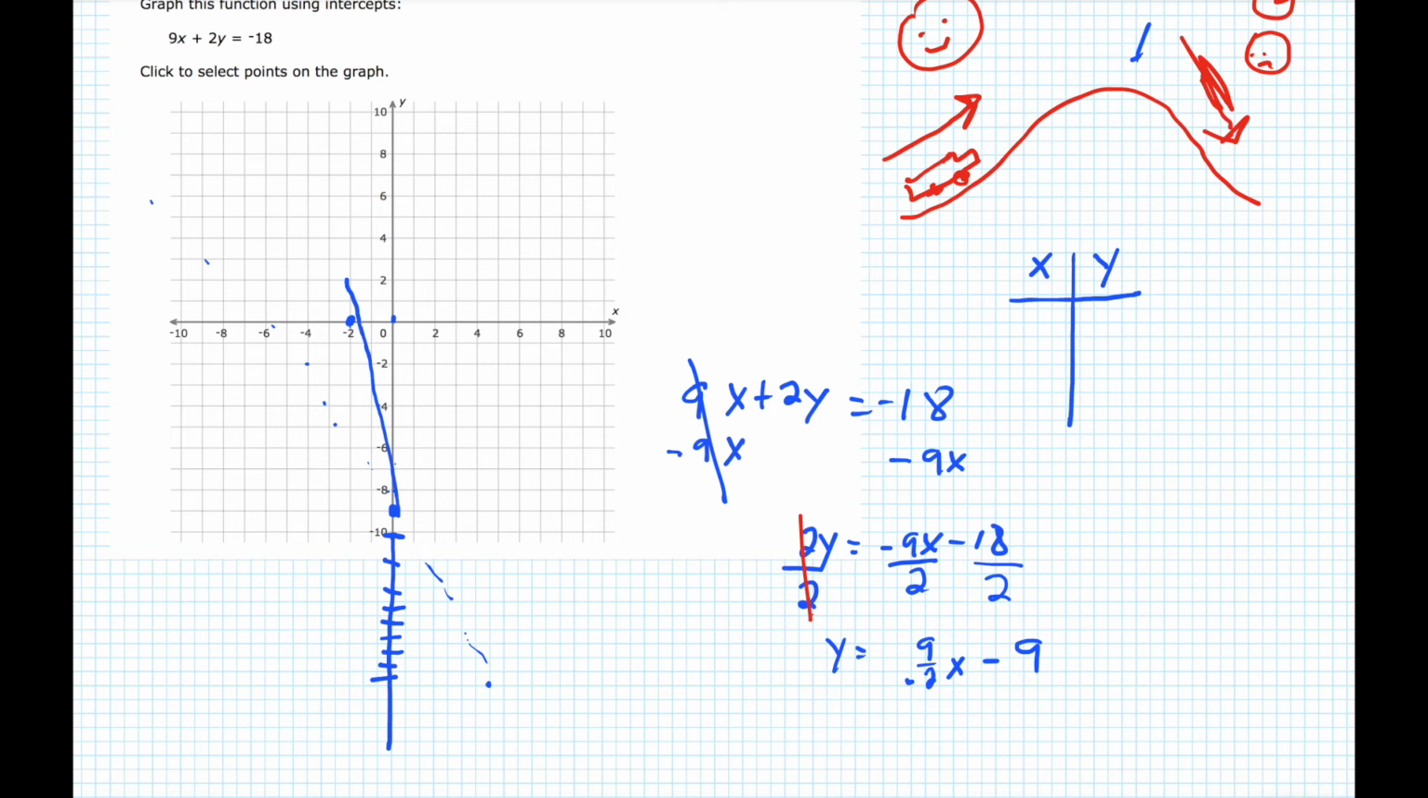Can I just show you how they want you to do it? Because it might be useful in the future. They want you to graph it using intercepts. This is a section in Algebra 1 where you have to find the x-intercept and the y-intercept. And to do that, you just set each one equal to 0.